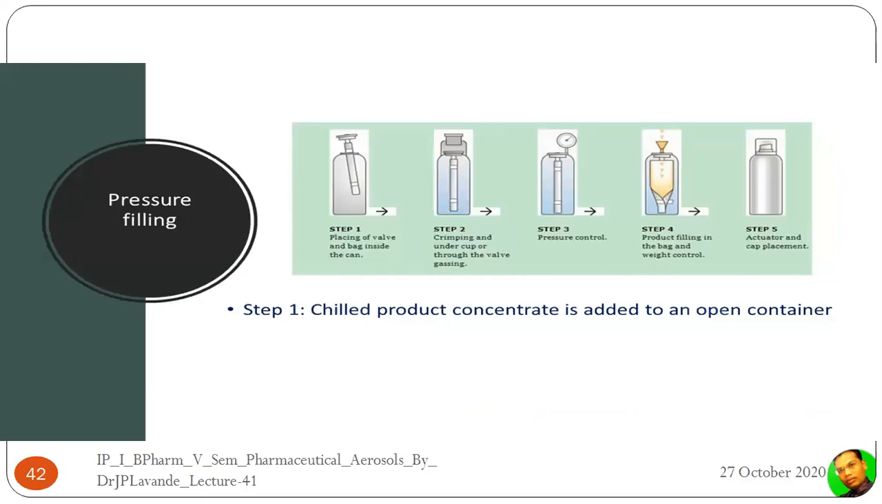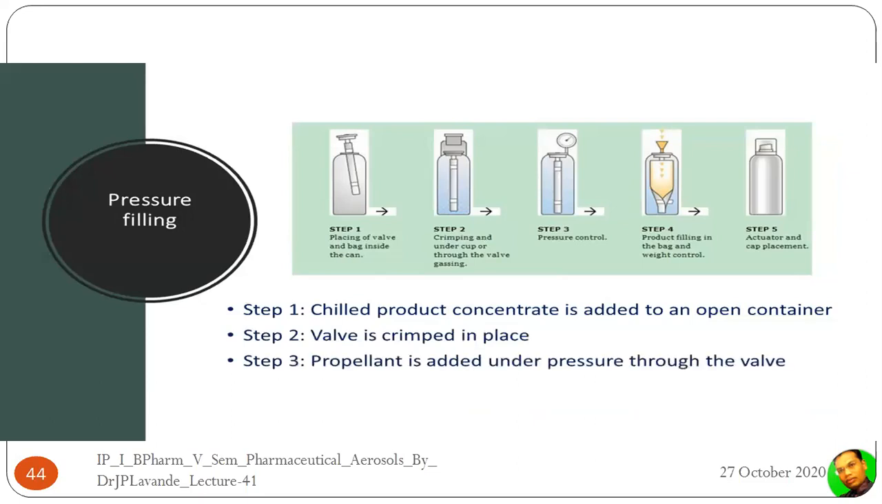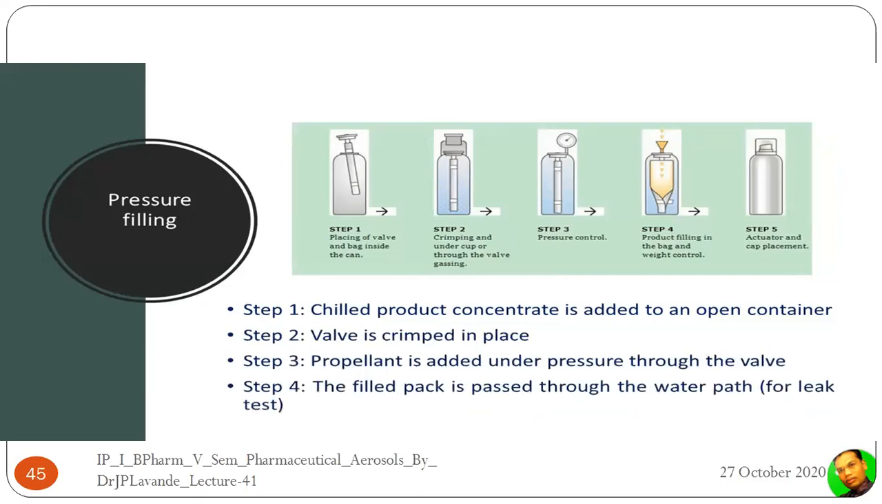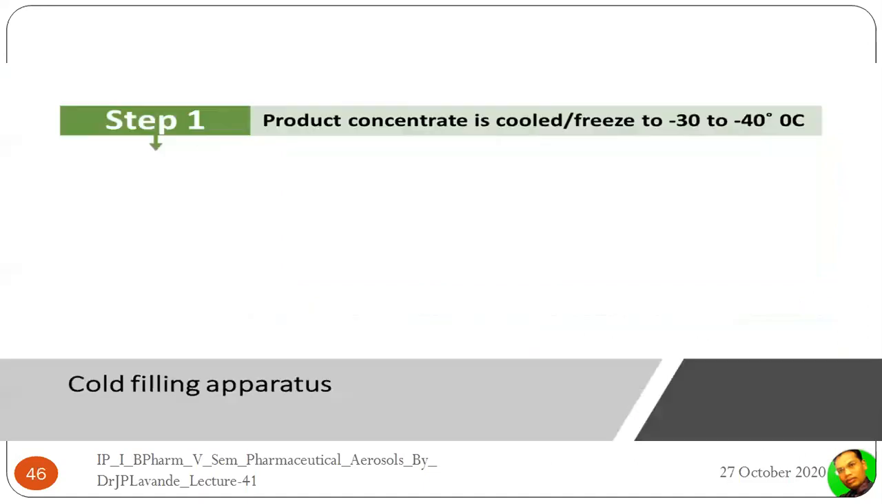So pressure filling consists of different steps. In the first step, the chilled product concentrate is added to an open container. In the second step, the valve is crimped in place. In the third step, the propellant is added under pressure through the valve. And the fourth stage consists of the filled pack being passed through the water bath for leak test.